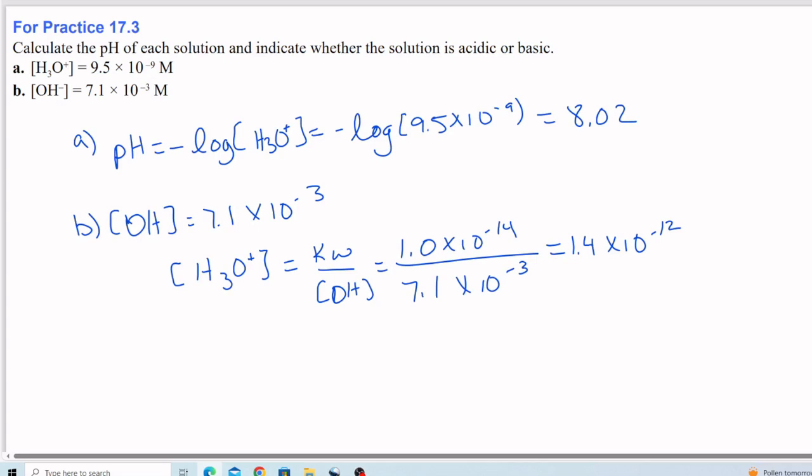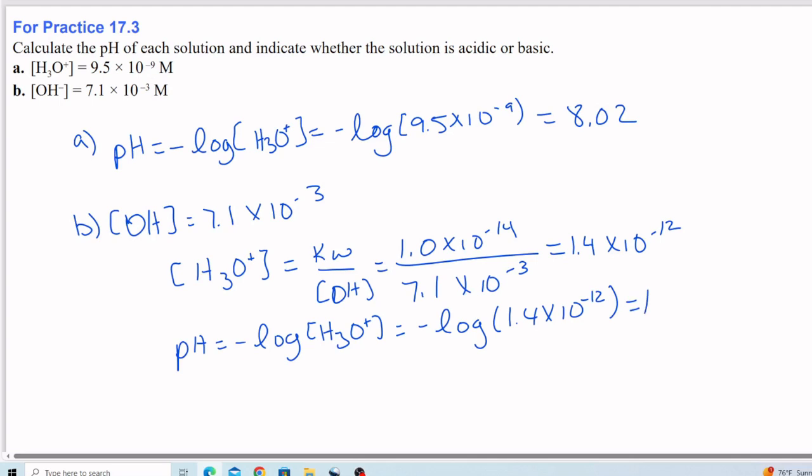So 1.4 times 10 to the minus 12 is our H3O plus concentration, so the pH therefore is equal to the negative log of the H3O plus concentration, which is equal to the negative log of 1.4 times 10 to the minus 12, which is equal to 11.85. So this is also a basic solution.